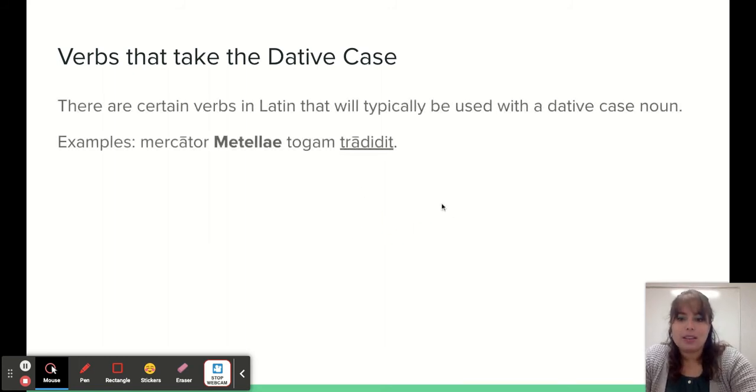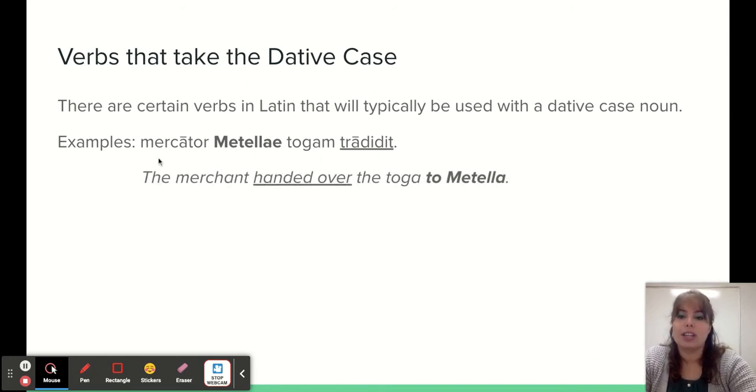Now, these are examples of ones we've learned. Mercator Metellae togam tradidit. Tradidit was one from, was it stage 9? We did the dative case. Tradidit, handed over. So the merchant handed over the toga to Metella, in the dative case. You hand something over to someone in the dative. So toga is your direct object receiving the action, but then Metella is the to Metella.